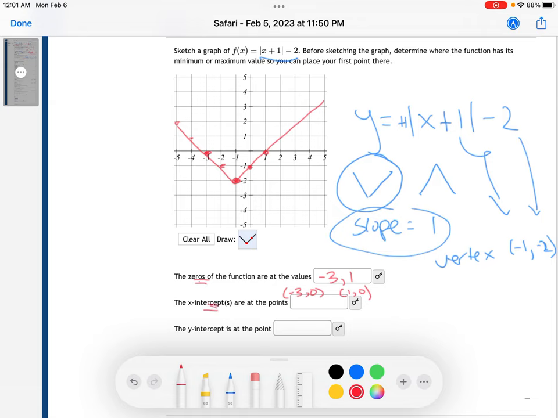And the y-intercept is 0, comma -1, the other way around. It is when x is 0, y is -1. Okay.